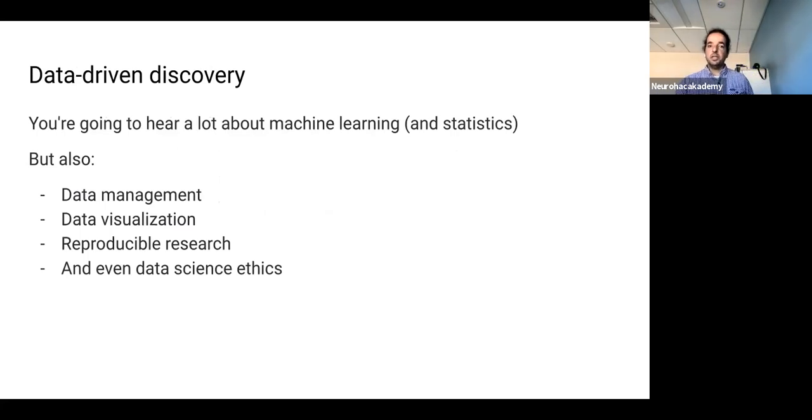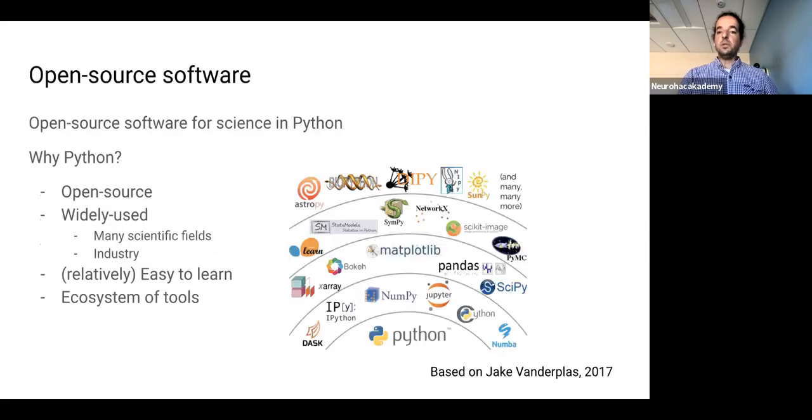In data-driven discovery, a lot of us think about machine learning, about making discoveries by automating the discovery as it's done from the data. And you'll hear a lot about machine learning throughout this week and maybe also next week. But you'll also hear about data management, data visualization, reproducible research, and even data science ethics. All of these things, in my mind, fit under data-driven discovery. These are all things that we think about a lot at the eScience Institute when we do our data science. I mentioned open source software.